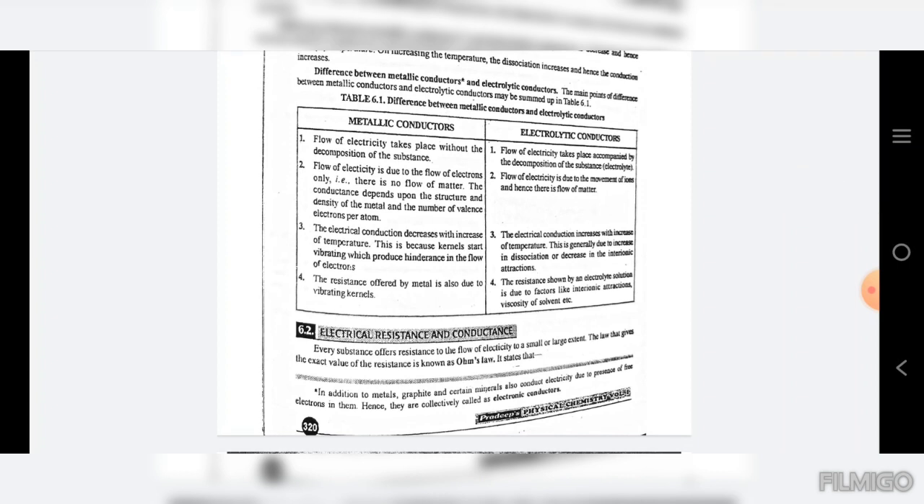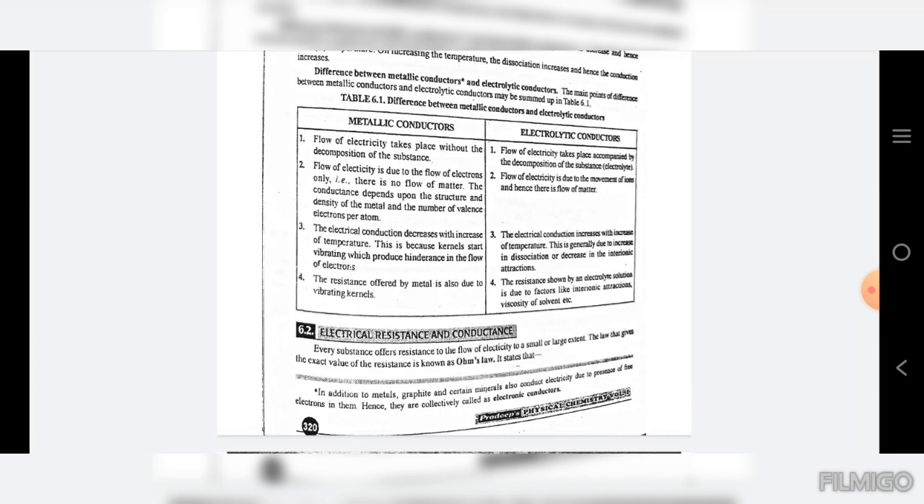Difference between metallic conductors and electrolytic conductors. The main points of differences between metallic conductors and electrolytic conductors may be summed up in table 6.1. Metallic conductors. Flow of electricity takes place without the decomposition of the substance. Flow of electricity is due to the flow of electrons only, that is, there is no flow of matter.